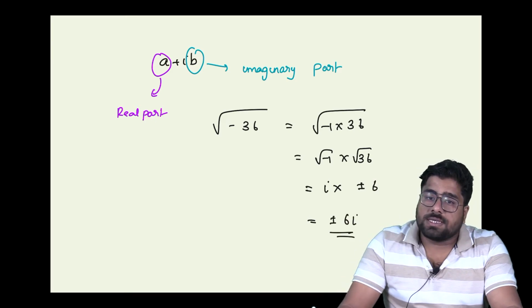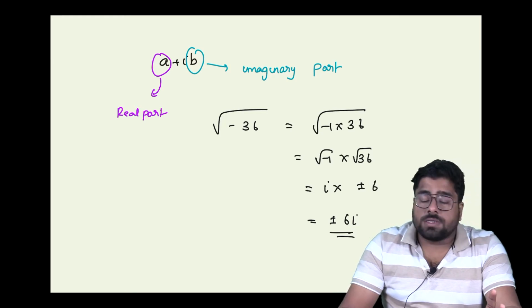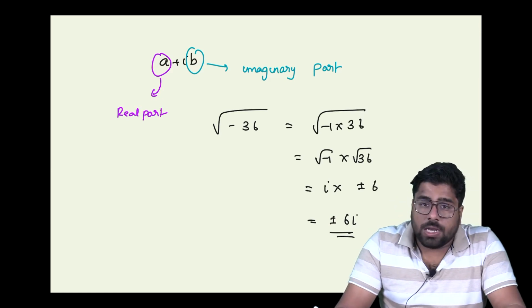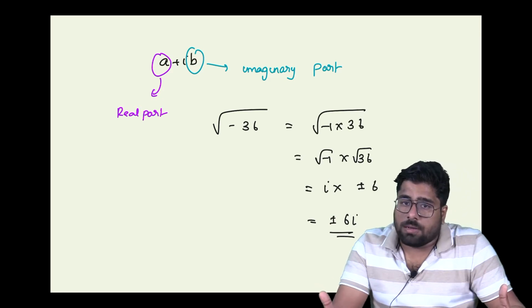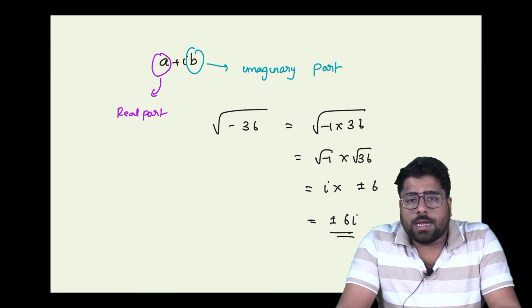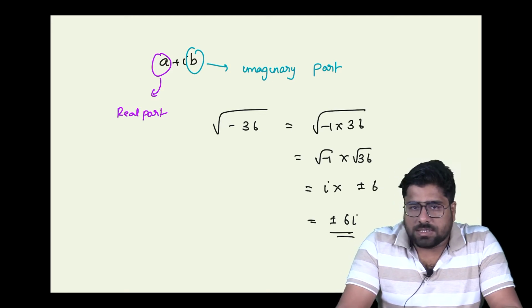And what does this i stand for? i stands for square root of minus 1. All right. So this is called an imaginary number. So when does an imaginary number come into existence? When you have to find the square root of a negative number, then we say that an imaginary number comes into existence. Fine. Very good.